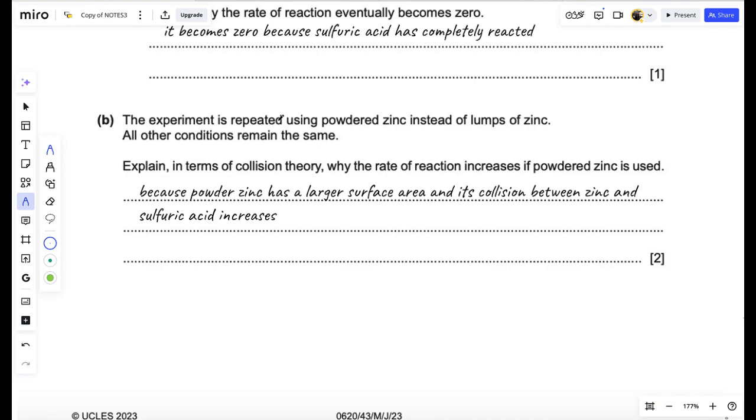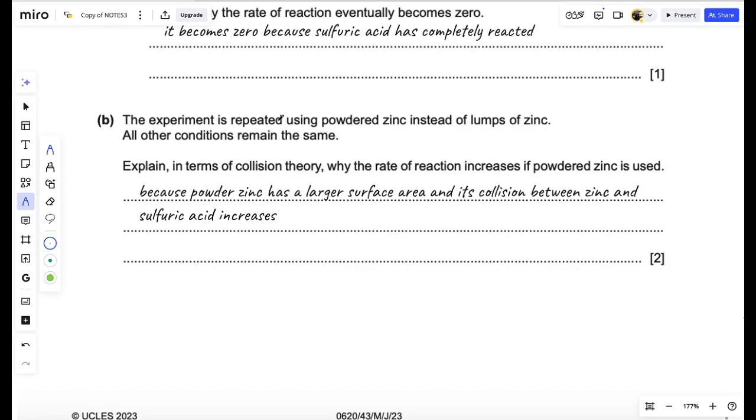But when you make it powder, you've increased the surface area to volume ratio. So there's a larger surface area. Since there's a larger surface area, the collisions between the zinc powder and the sulfuric acid will increase. The rate of frequent collision will increase. So you can break it into 2 points. This is 2 marks. In the exam, always break it into points.